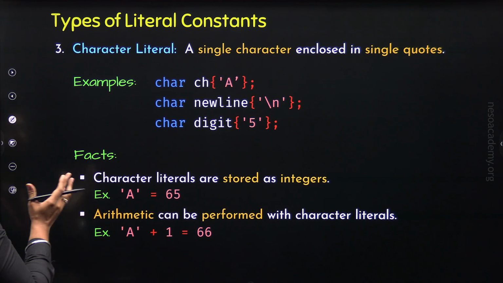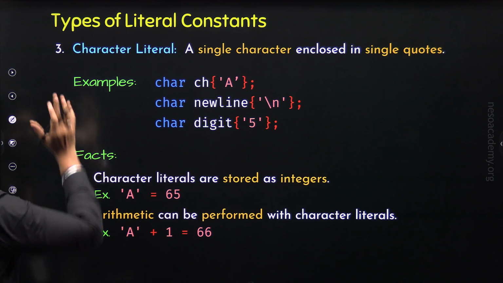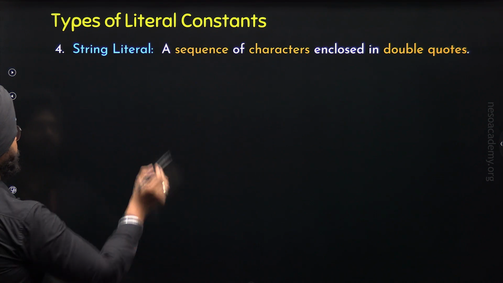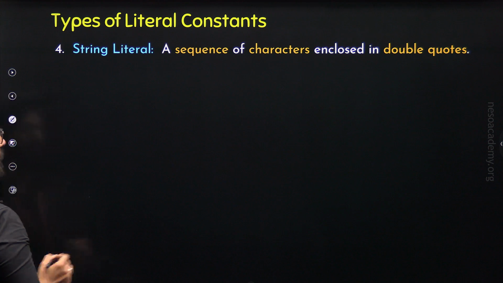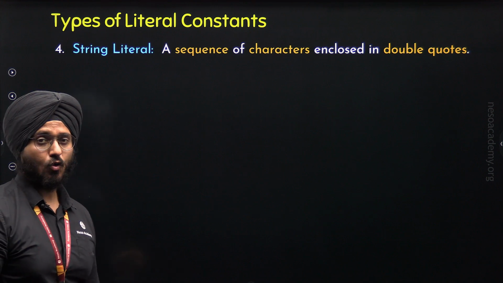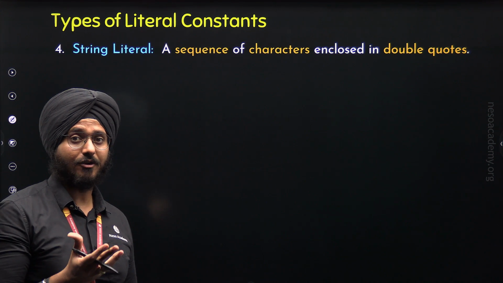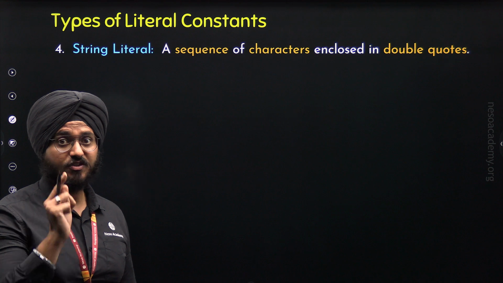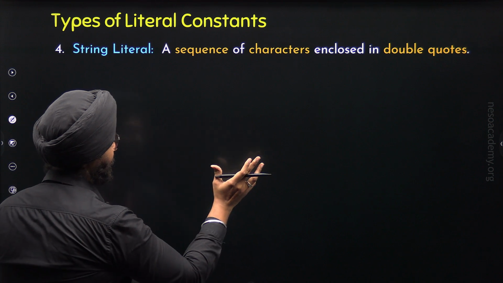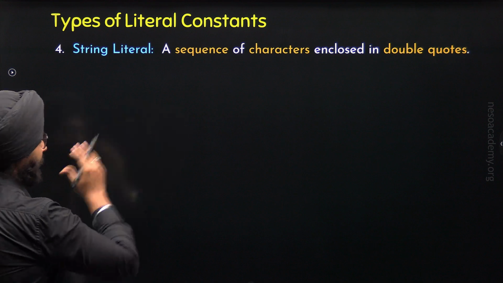So with this, we understood what a character literal is and what are some of the facts associated with character literals. Now let's move to the fourth type of literal constant, which is the string literal. A string literal is a sequence of characters enclosed in double quotes. So a string literal is different from a character literal. A character literal represents a single character within single quotes. But a string literal represents a sequence of characters that are enclosed in double quotes. So it can have multiple characters.